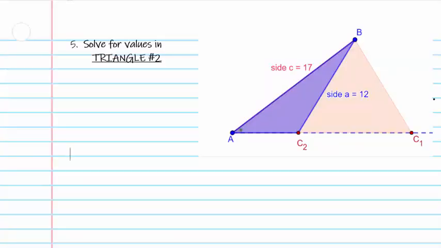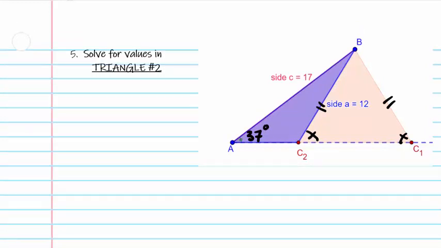So as I showed you before, now we're talking about ABC2, the purple triangle, and as you notice, side BC1 is the same length as BC2. They are both a side length of 12. And therefore, because of our isosceles triangle theorem, if two sides of a triangle are congruent, then the angles opposite them must be congruent as well. So let's go ahead. I'm going to put that 37 degrees back in there.